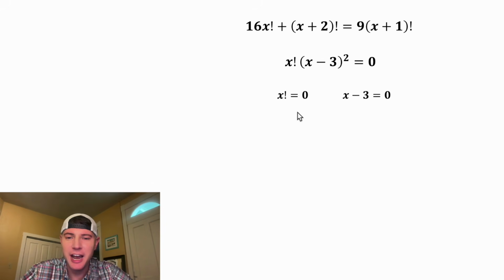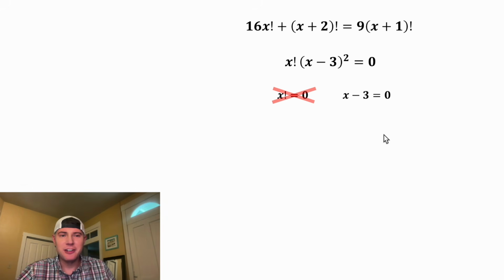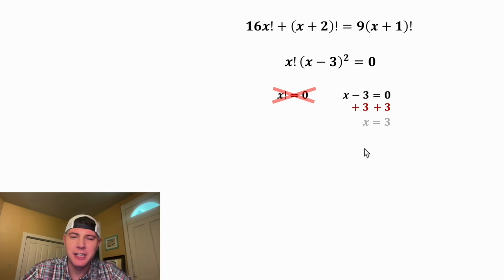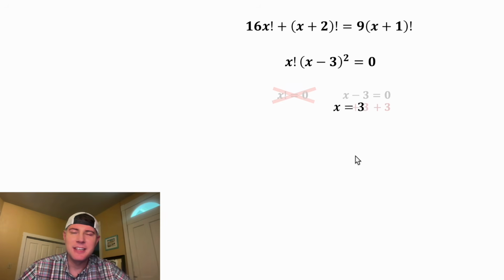I'm pretty sure no matter how you look at it, there's no solution to x factorial equals 0. Let's see if I interrupt and make a correction. So there was no interruption. There is no value x factorial that will equal 0. And then for this one, we can add 3 to both sides and we get x is equal to 3. And that is the answer to our question.